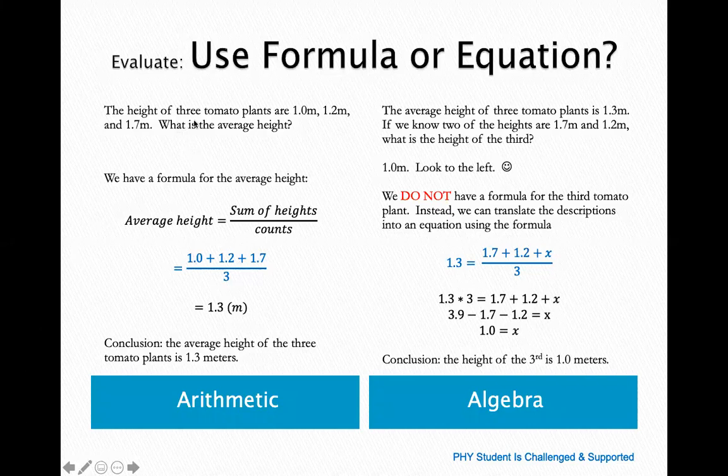If you have the height of tomato plants, 1, 2, 3, what's the average height? So this is something you can get the numbers and punch right into your calculator. That's what we call arithmetic.